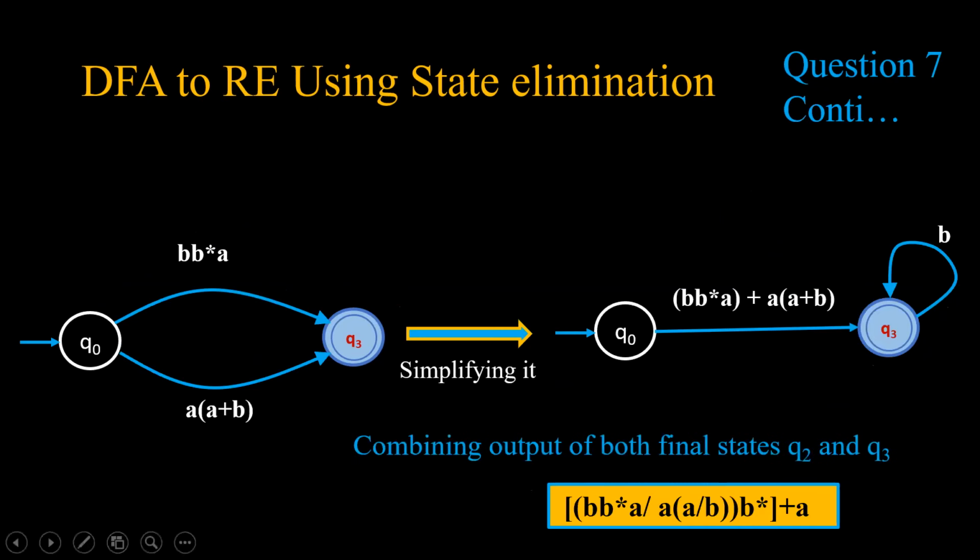Again, we have to combine the final states of both, that is when Q2 was final and Q3 was non-final, and when Q3 is final and Q2 is non-final. Corresponding to the state Q2, which was final, we got the output only as A. So this is combined in an OR with the output which we achieve from Q3.